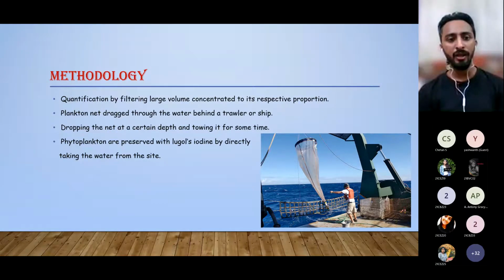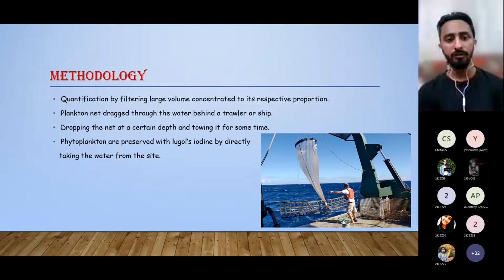Apart from that, we have another method, that is by dropping the net at a certain depth. So what you do is you drop the net, like you can see in the picture in the slide. You drop the net at your desired depth, tow it for a while around the area, and then you slowly pull it back up for the samples to be taken.